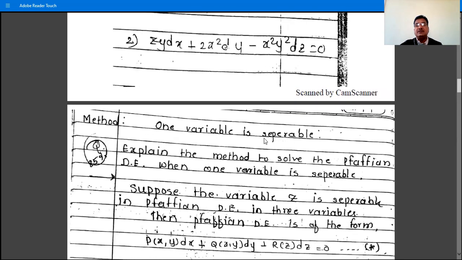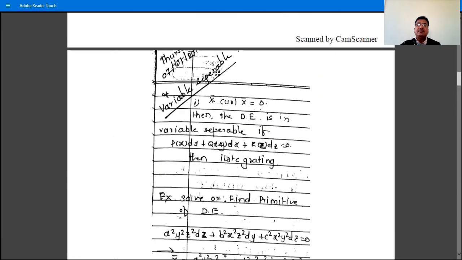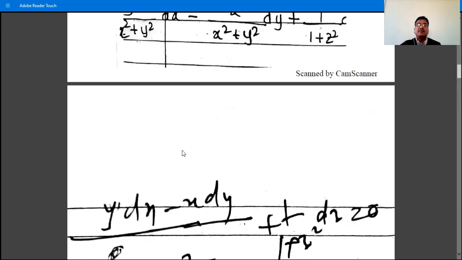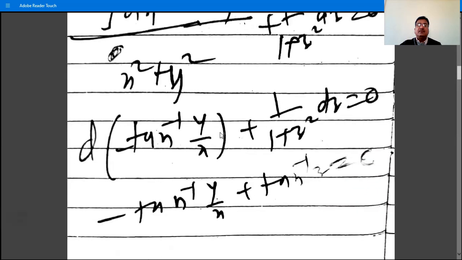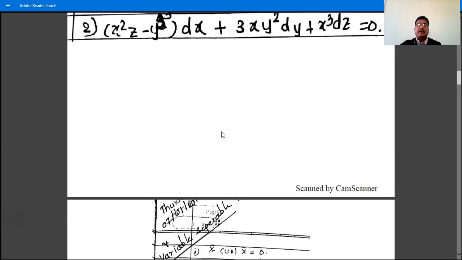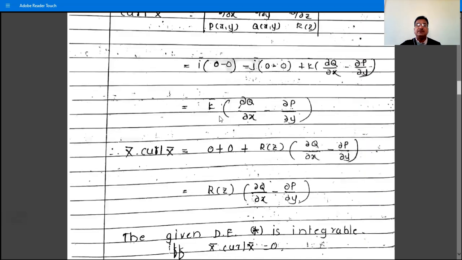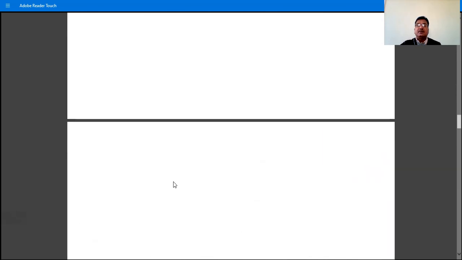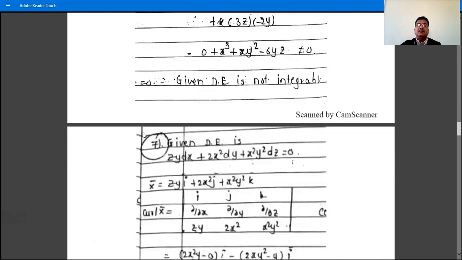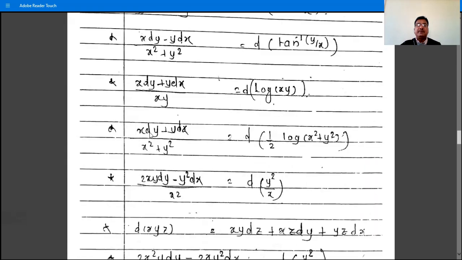The next method is one variable separable form, or one variable separable Pfaffian differential equation. That is, out of three, one variable is separated, and this example is of this type. This tan inverse. So this is one variable separable form, and we have to find its integration. In order to find the integration of such a type, use the tricks given.